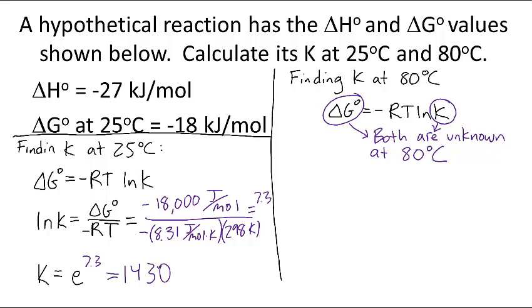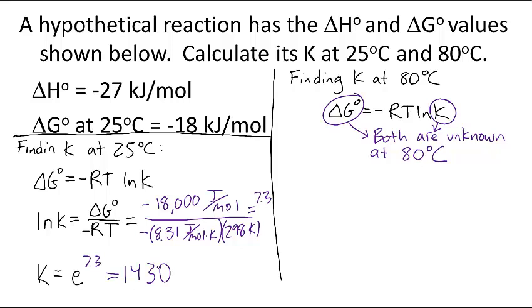Now, if I want to find k at 80 degrees Celsius, I have a complication. I want to use this same equation, delta G naught equals negative RT ln k, and you might think, oh, well, all I need to do is plug in the new temperature. But what you're ignoring if you do that is the fact that delta G naught at 80 degrees Celsius is no longer the same value. I can't just use negative 18 kilojoules per mole for delta G naught at 80 degrees Celsius. It's not going to be the same value anymore.